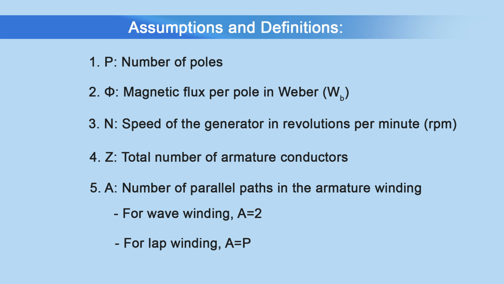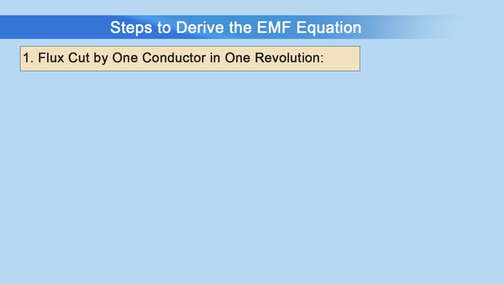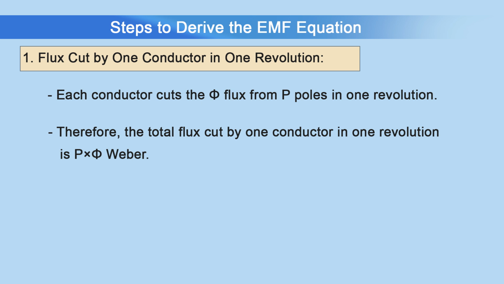As we know, for wave winding, this capital A, that means the number of parallel paths, is equal to 2, and for lap winding it is equal to the number of poles. Now we will see how we can derive the EMF equation, which starts from the flux cut by one conductor in one revolution. Each conductor cuts flux from P poles in one revolution. Therefore, the total flux cut by one conductor in one revolution is P into phi Weber.